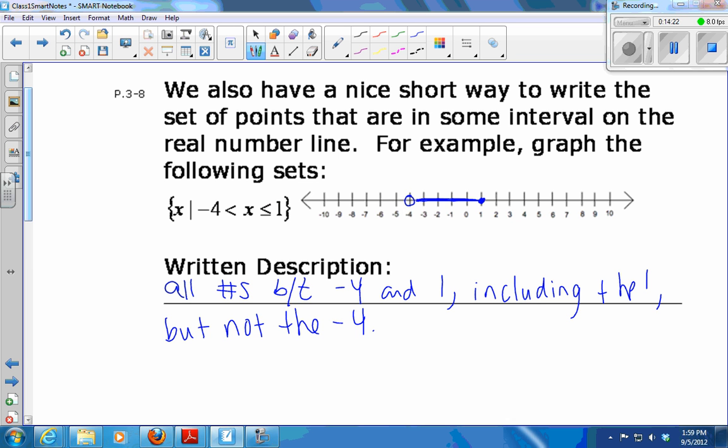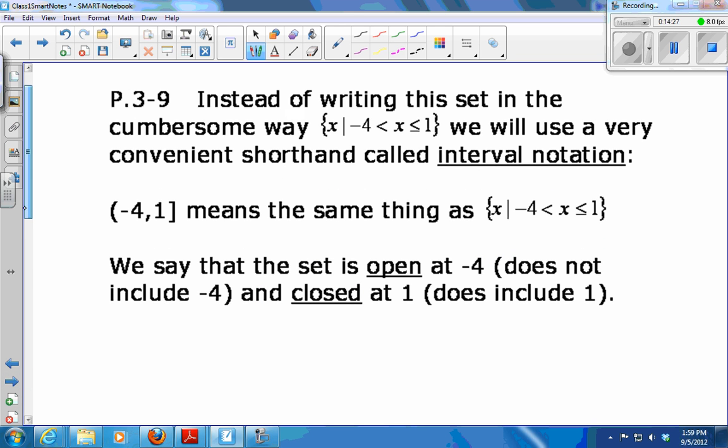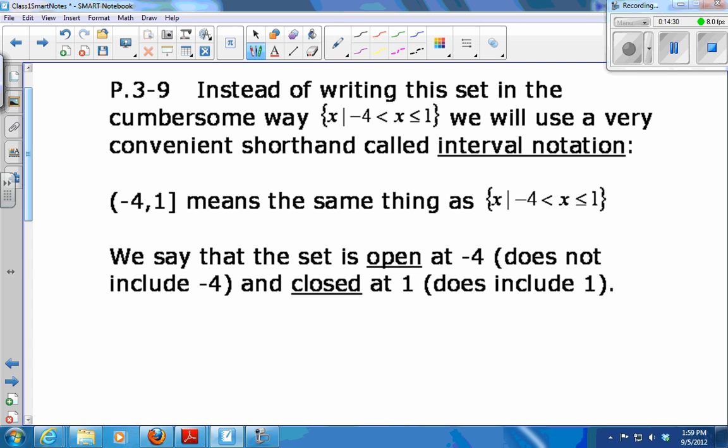So I have a shorthand way of expressing this set called interval notation. Instead of writing this slightly cumbersome the set of all X such that notation, I can use interval notation, where I would just write -4, 1, meaning all the numbers between -4 and 1. A round bracket means don't include the endpoint, and a square bracket means include the endpoint. So round bracket -4, 1, square bracket means this. You say the set is open at -4 and closed at 1.